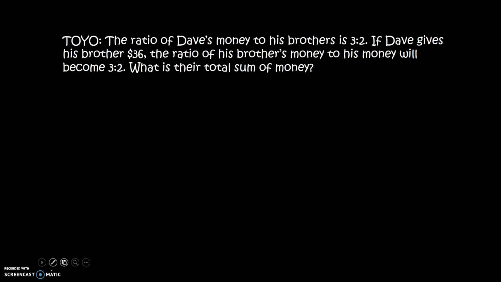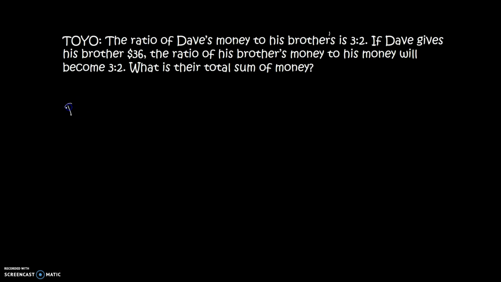So in our before situation, Dave has more money than his brother. There should be an apostrophe in there, shouldn't there? There we go. And then what changes is Dave takes some of his money and he gives it to his brother, so that both of their amounts are going to change. Dave is going to end up with less, his brother is going to end up with more. And in the after situation, his brother's money to Dave's money, the ratio will be 3 to 2.